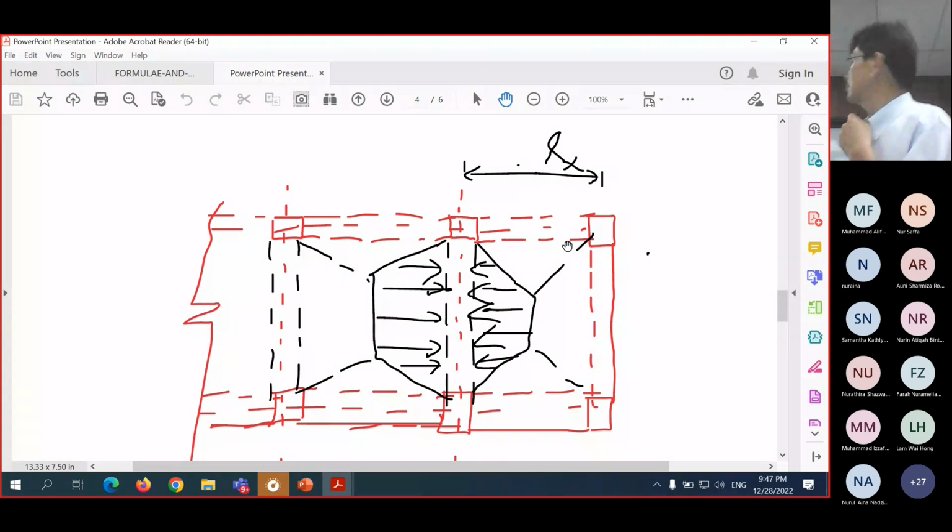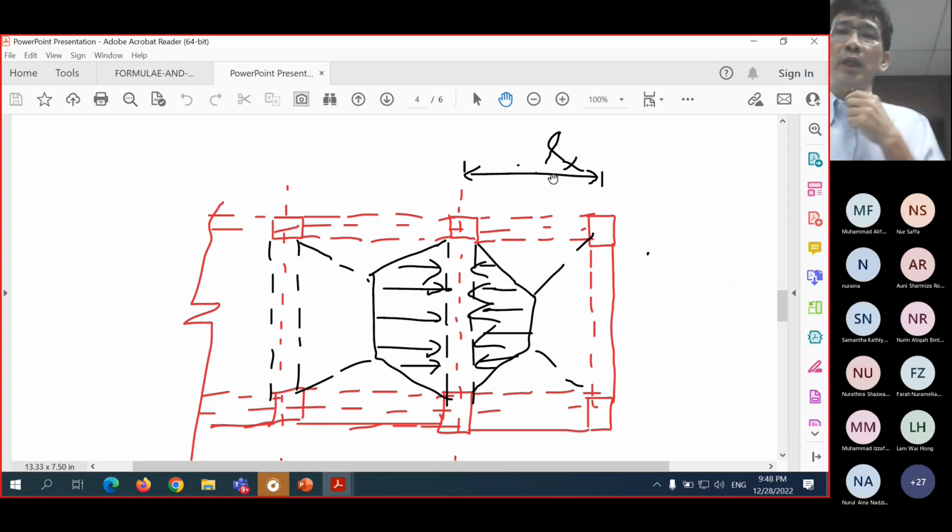Now, because this is online, I cannot use the whiteboard, so I draw. Okay. Now, let's say you have to design this beam here, which you consider as simply supported. Then it carries load from this slab. This is a two-way slab. So the load distribution is like this. And this is also a two-way slab.